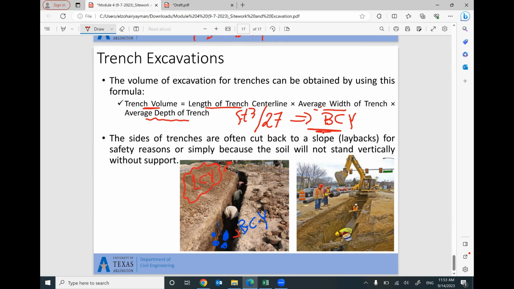Does that make sense? Keep in your mind, the volume of the soil inside this trench is smaller than the same soil after excavation in this state, because we have the loose state. That makes sense? So based on the dimensions of your trench, the volume will be bank cubic yards. If you multiply it by 1 plus the swell factor, it will be loose cubic yards, which is this state.